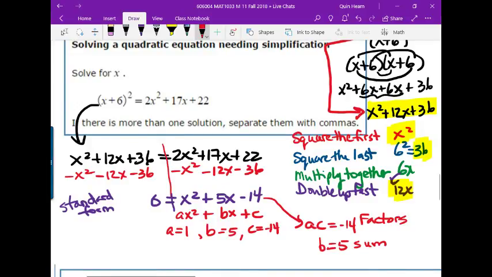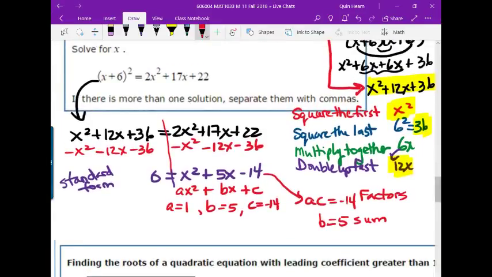Debonique or Alani, anybody going to tell me what factors multiply to give you negative 14 and add up to 5? Very good. Thank you, Debonique. All right. So we have 7 and negative 2. So what are we going to do with that 7 and negative 2?